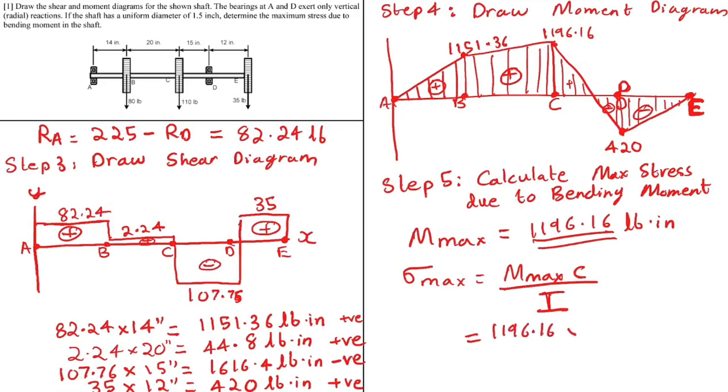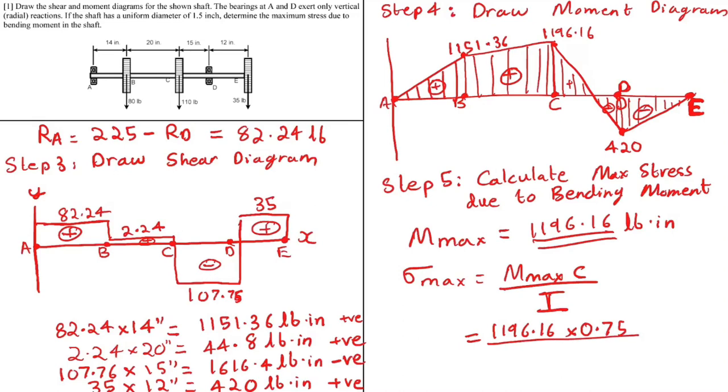So this is equivalent to 1196.16 times C, where C is the radius of the shaft. We knew the diameter of the shaft was 1.5 inch, so the radius would be 0.75, and we have to divide this by I.